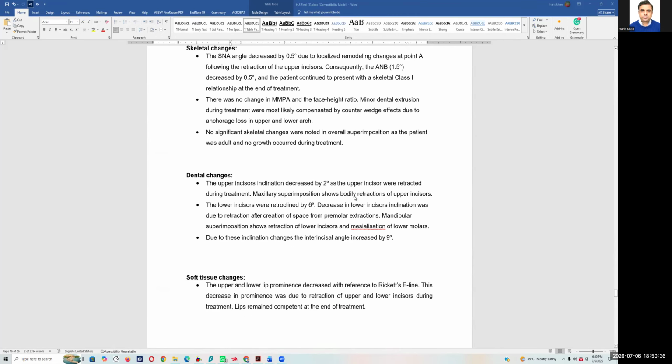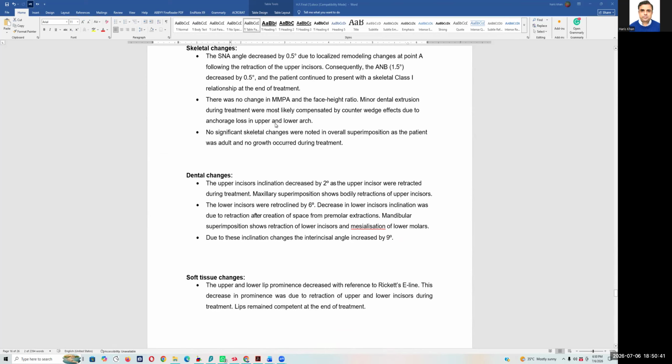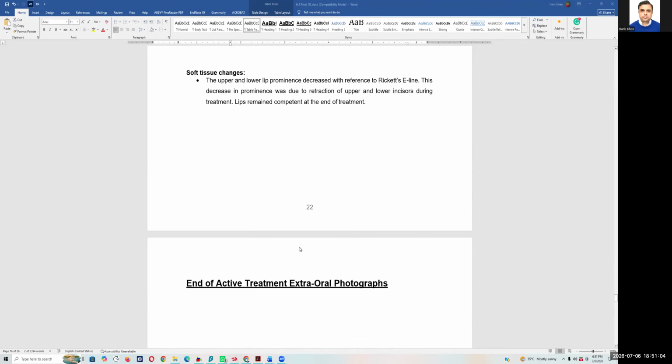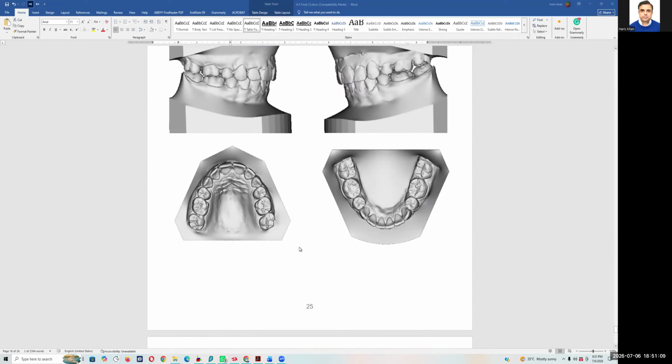And then when it comes to summary of the treatment changes, people again write 3 lines, right? The candidates who usually fail or get fewer marks. You have to explain all the values, right? Like you have to also explain what's happening on the superimposition, like I explained to you. Mandibular superimposition shows retraction of lower incisor and verticalization of lower molars. So you have to explain what's happening in your cephalometric changes, right? Everything here. So end of treatment, again, the models, you have to put the retainer pictures.